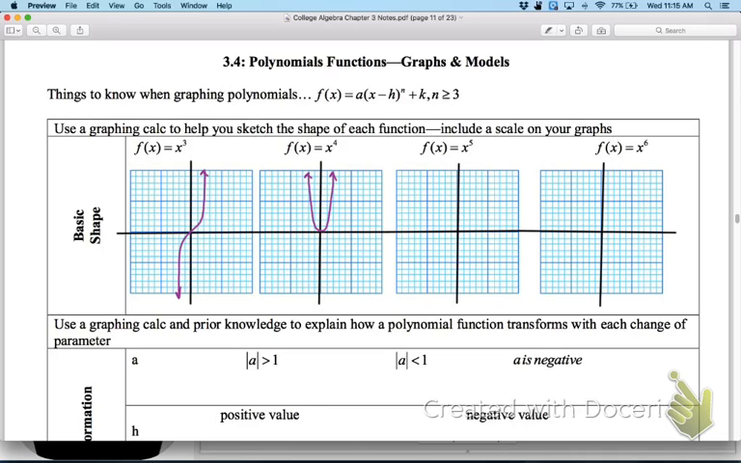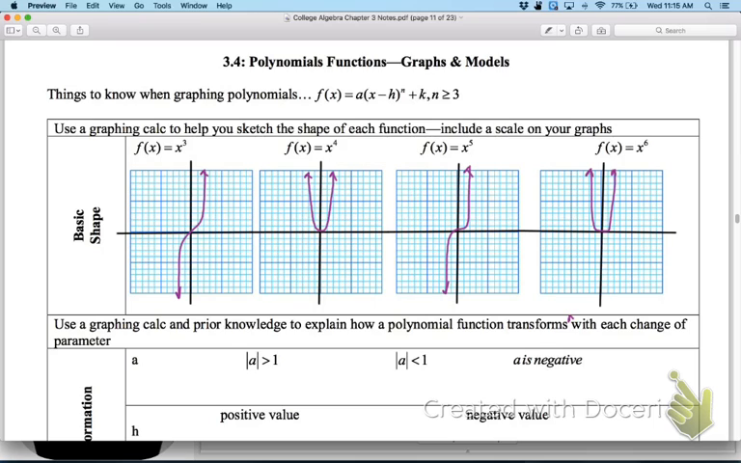Now x to the fifth, it turns out, looks really similar to x to the third, but it is going to do the same thing. It's going to come down through here, and it's going to be a little bit flatter at the part where it turns around. And then x to the sixth is going to be similar to x to the fourth, but that one is going to be even flatter when it gets to the bottom of the U.